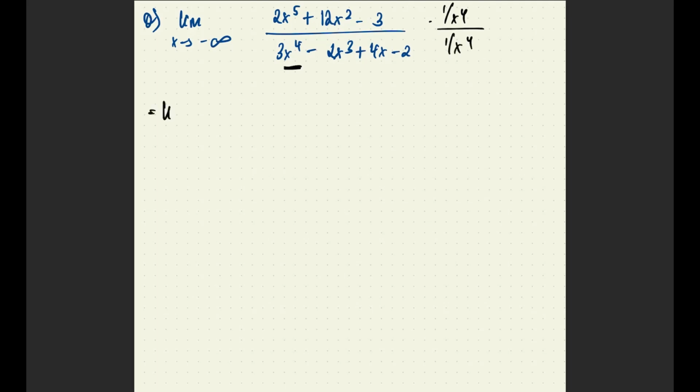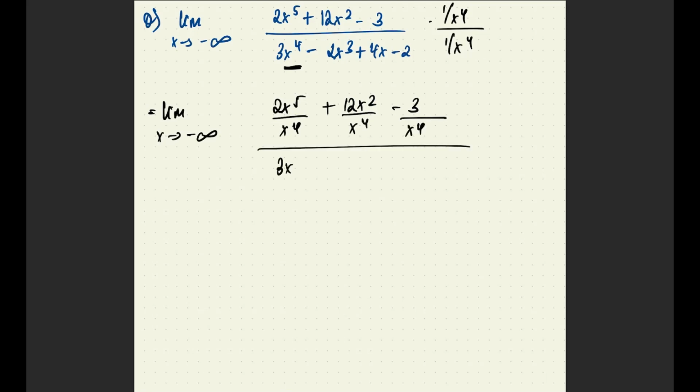Okay, so that gives us the limit as x approaches minus infinity of 2x to the power 5 divided by x to the power 4 plus 12x squared over x to the 4 minus 3 divided by x to the 4. The whole thing divided by 3x to the 4 divided by x to the 4 minus 2x cubed over x to the 4 plus 4x divided by x to the 4 minus 2 over x to the 4. Okay, so if you try to simplify this, that gives us the limit as x approaches minus infinity.